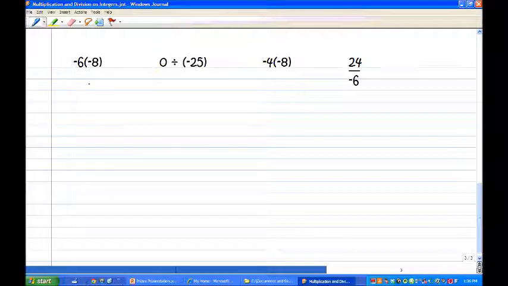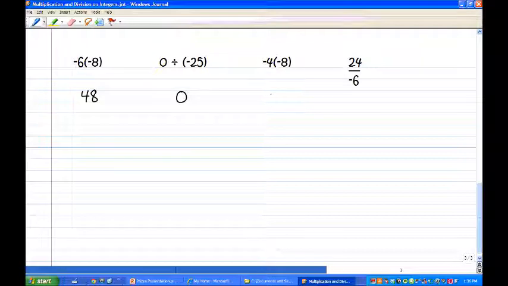Okay, first one, 6 times 8 is 48. They're both negative, both same, so the answer is positive. 0 divided by 25, negative 25, is 0. Now, remember that if it was the other way around, you were dividing by 0, your answer would be undefined. You can't divide by 0. But 0 divided by anything else is always 0.